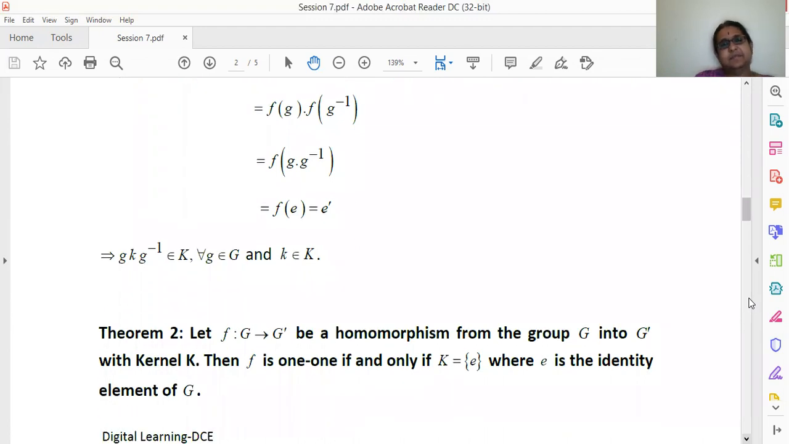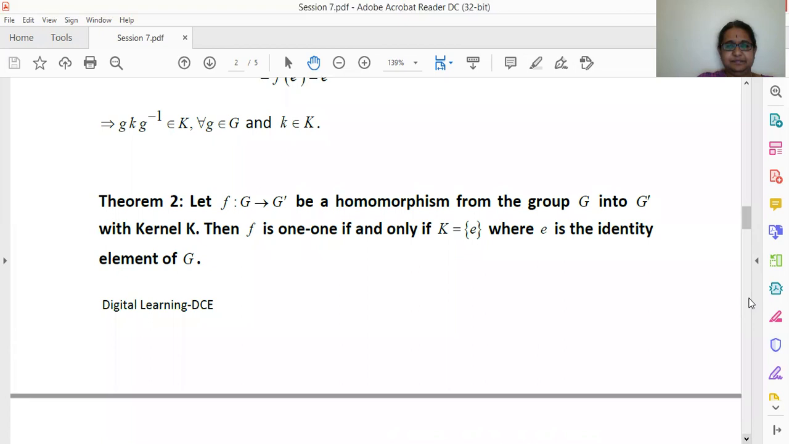In this theorem, by taking f as a homomorphism with kernel K, we have shown that K is a normal subgroup of G. For that, we first showed that it is a subgroup. Then, using the definition of normal subgroup, we showed that it is a normal subgroup of G. And we have also used the definition of homomorphism and the definition of kernel.